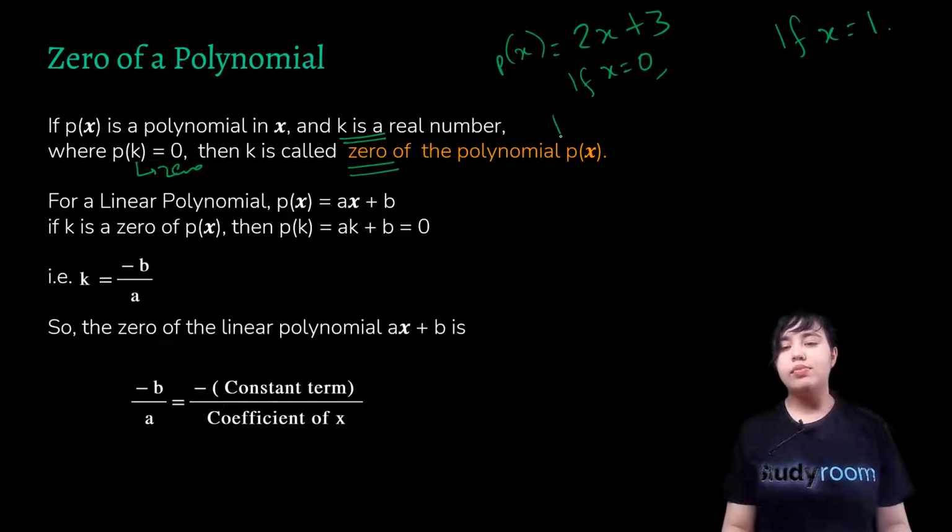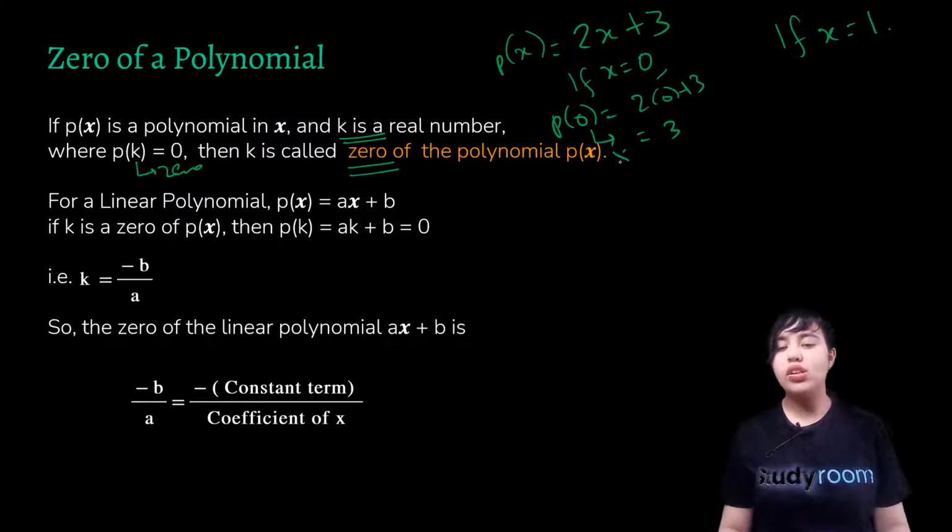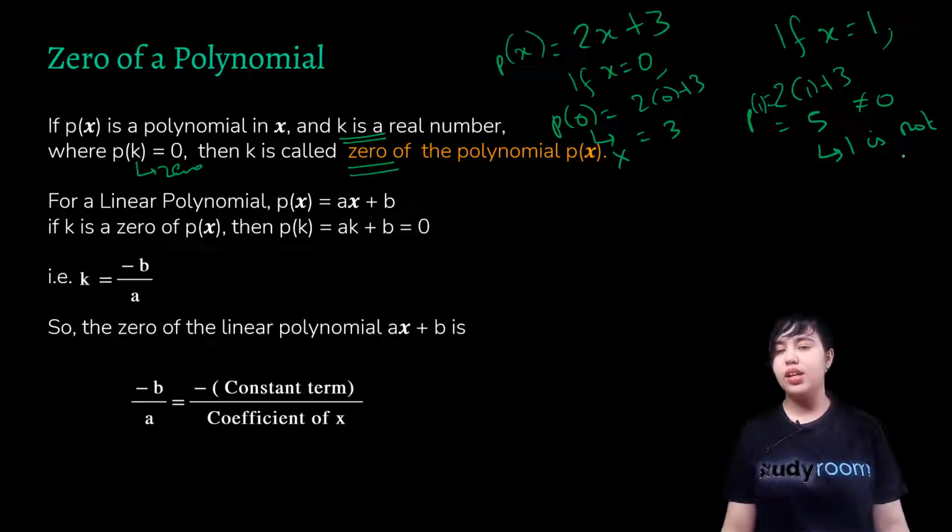If I do it for x equal to 0, on solving you will get 2 into 0 plus 3, 3. So definitely you get some value, but you're not getting a 0. So this is not a 0 of the polynomial. If I put x equal to 1, what am I getting? 2 into 1 plus 3 as p of 1. This is 2 plus 3, 5. Is it equal to 0? No. Hence 1 is not a 0 of the polynomial. The moment you get a 0 over here, you say that it is a 0 of the polynomial.